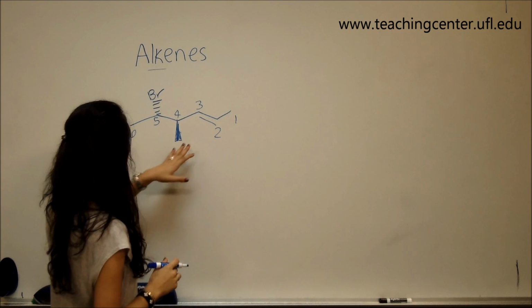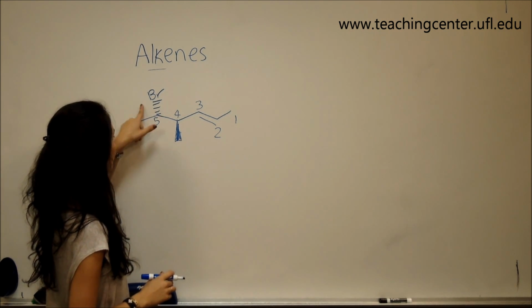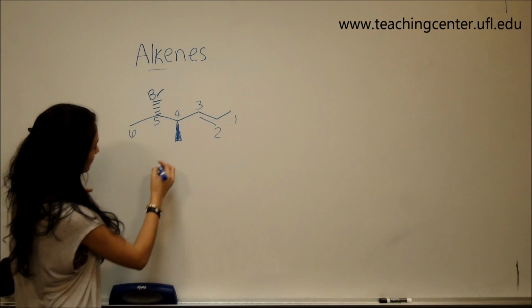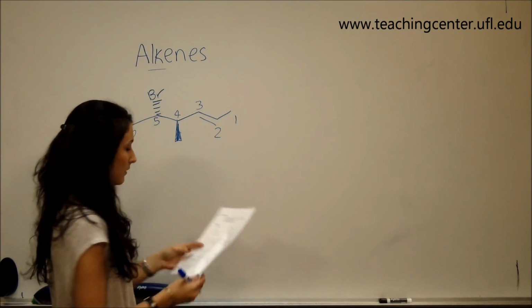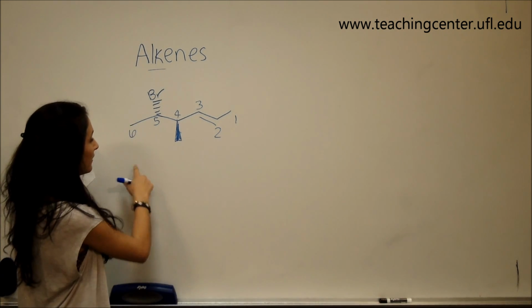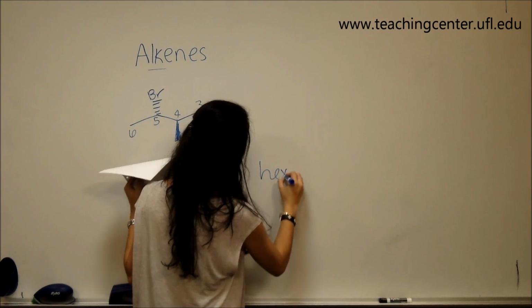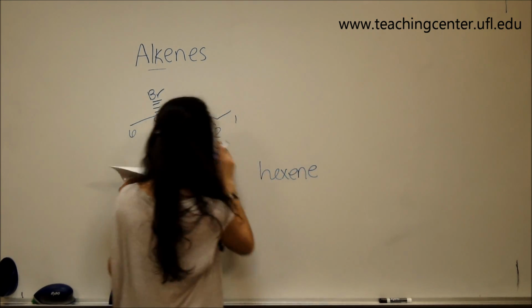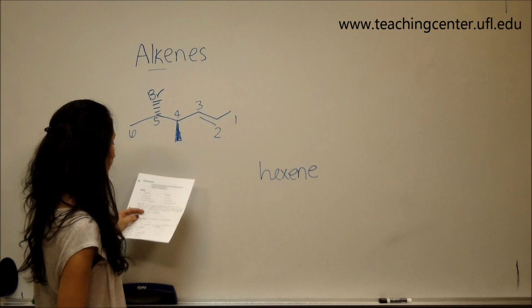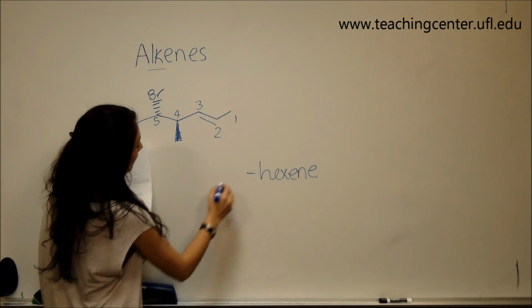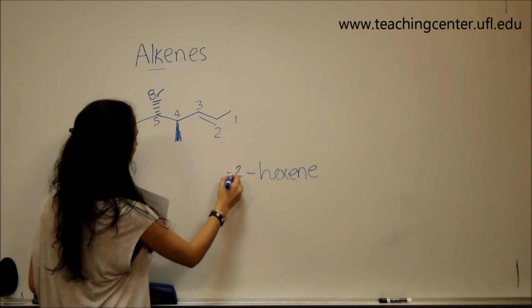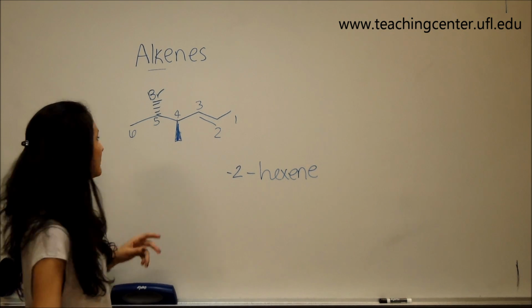Okay, so the alkene is right here. And then we have these substituents, a bromo and a methyl. So this is a 6-carbon chain, so we're going to call this hexene. There's only one alkene. This double bond is on carbon 2. Okay, sorry, I'm kind of working backwards.